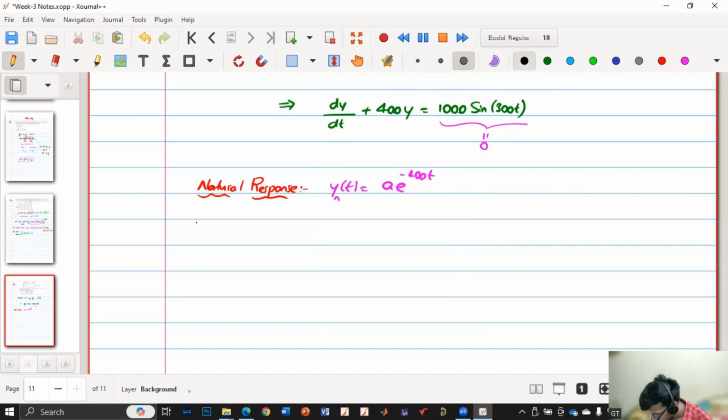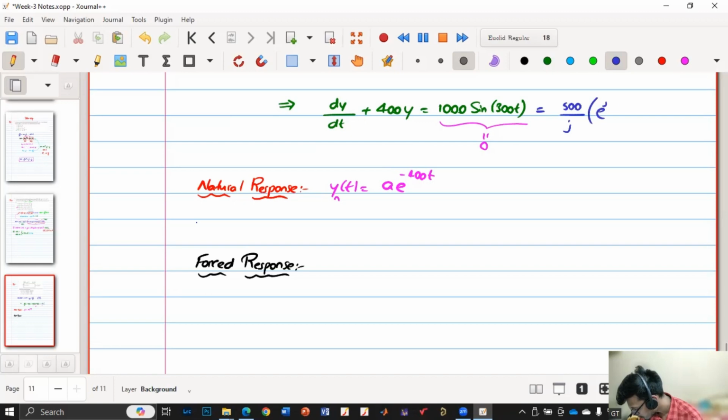Now we'll go back to forced response. So we have discussed for a function like sine or cosine, we can follow the exponential excitation procedure. Only we need to convert this into e to the power j omega t. So 1000 sine 300t can be written as what? 500 by j into e to the power j 300t minus e to the power minus j 300t, right?